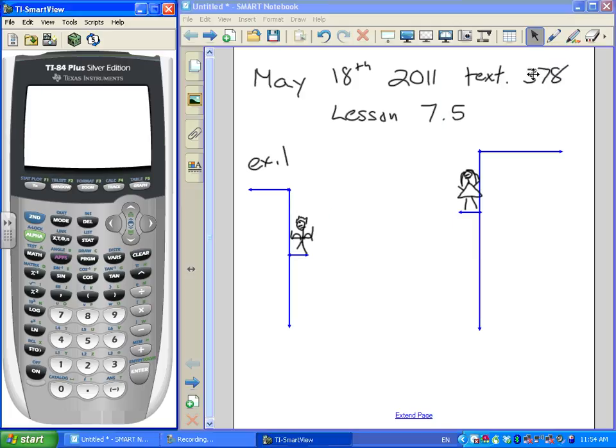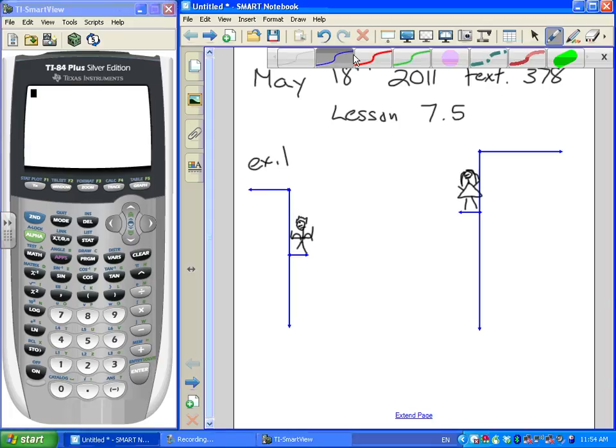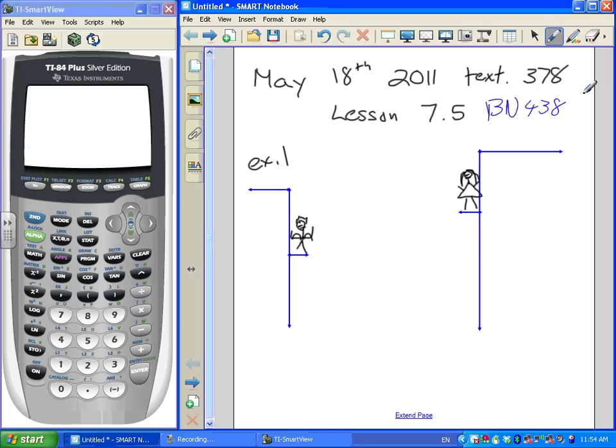Today is May 18th, 2011. We're on textbook page 378. Blue notebook. I'm going to take these notes because this is lesson 7.5 on page 438. Okay? Lesson 10.5, this is essentially the last lesson of chapter 7.